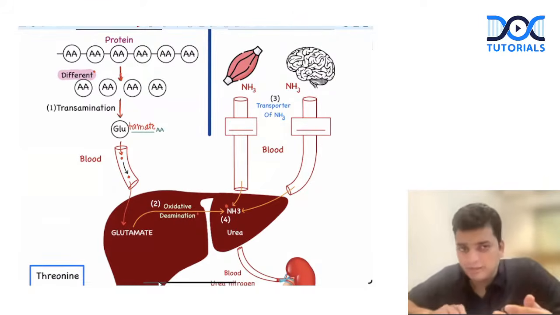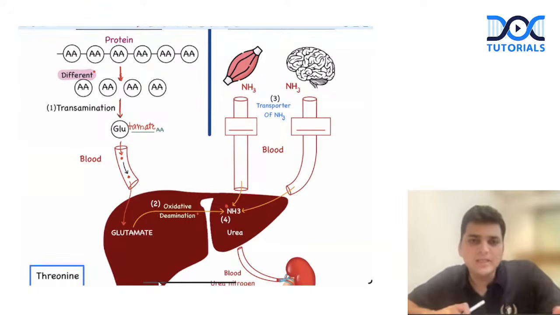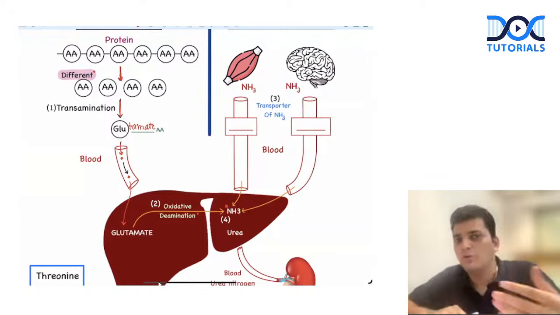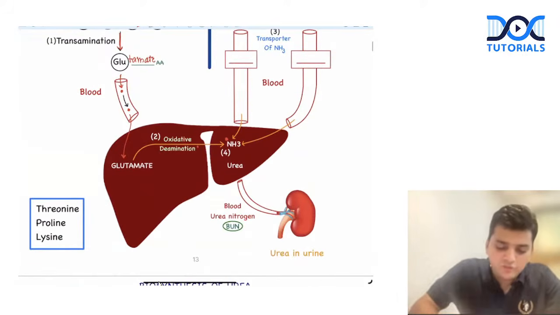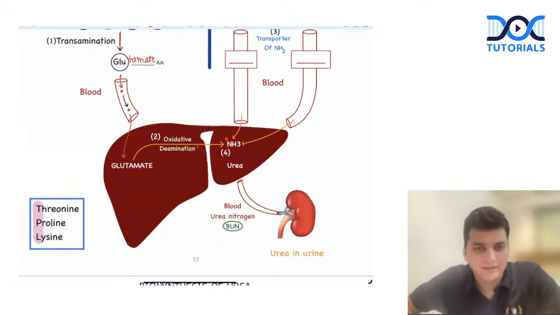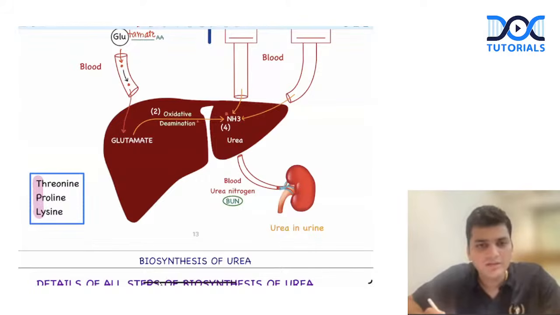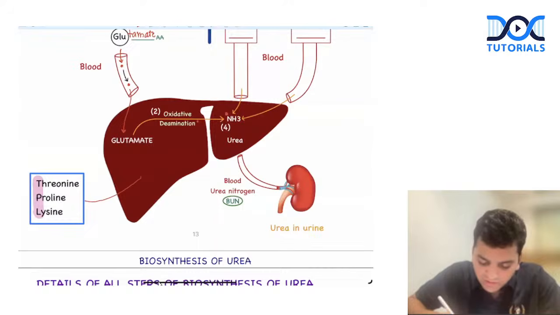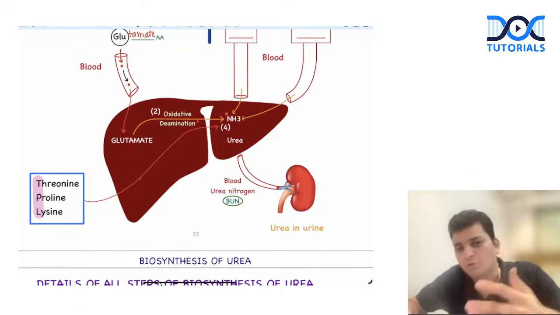When these things were happening, there were three more amino acids that came forward and said, okay, please don't convert us into glutamate. We will also go to the liver and donate our ammonia there. What were these three amino acids? The mnemonic for that is not IPL, it is TPL: threonine, proline, lysine. These three amino acids said, please don't do transamination for us. Don't convert us into glutamate. We will go to the liver and undergo oxidative deamination directly and donate our ammonia there. So these three amino acids will not undergo transamination.